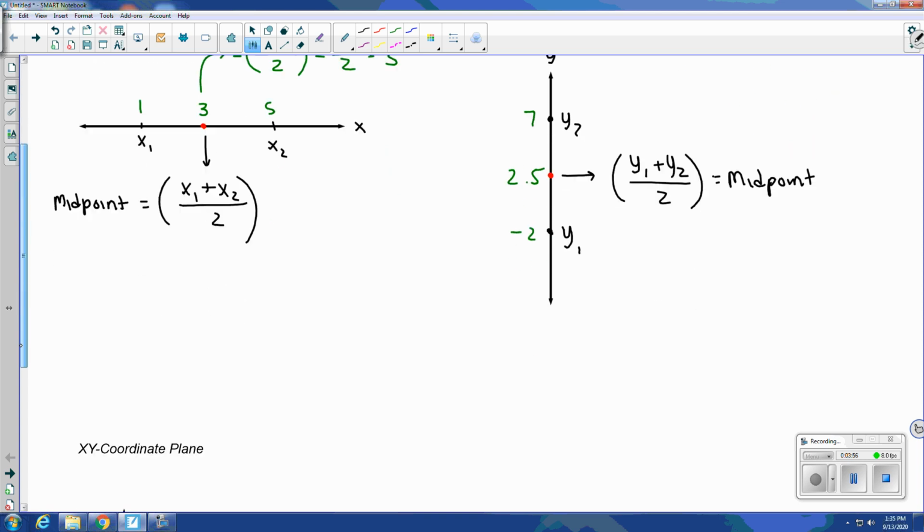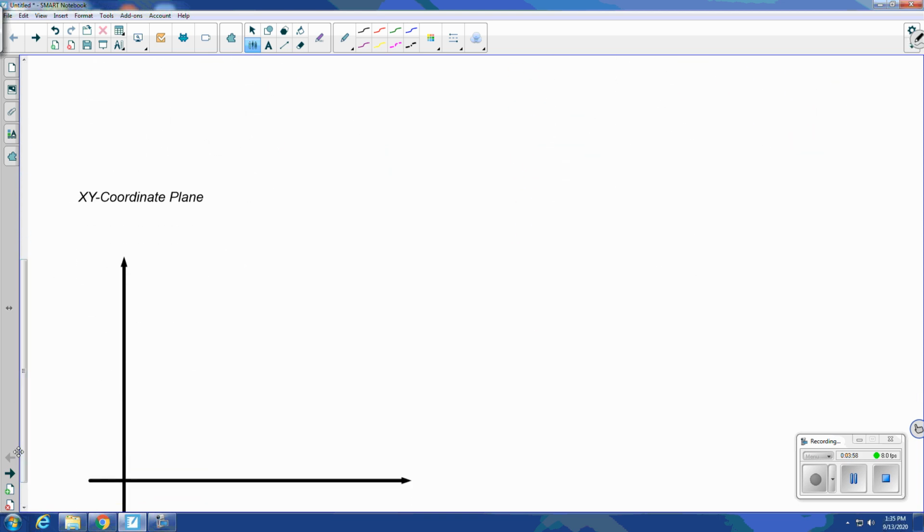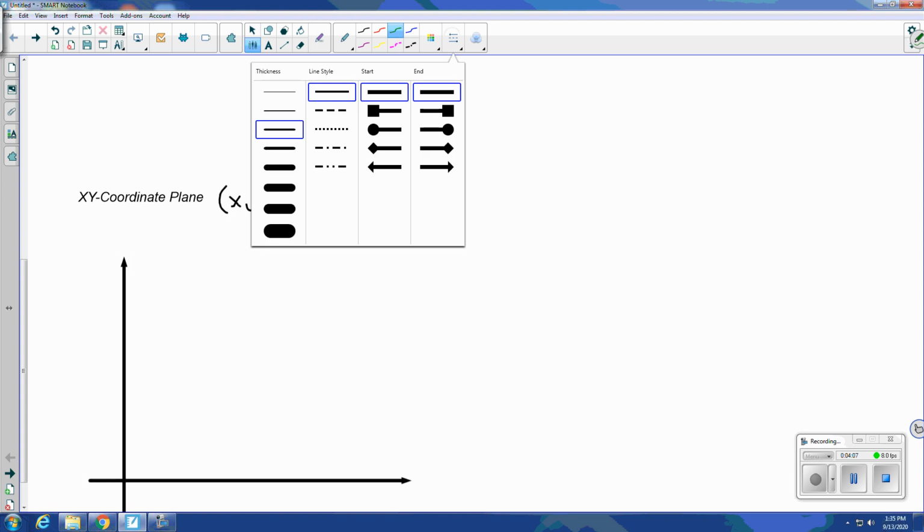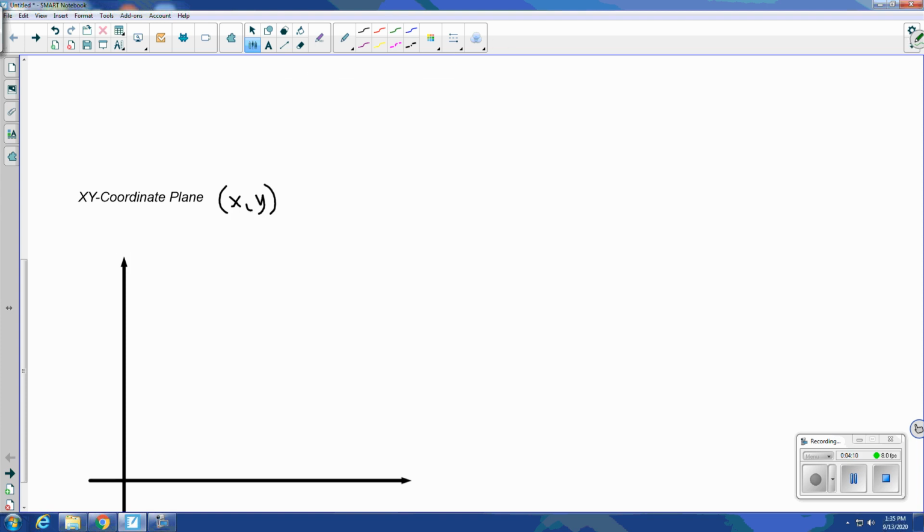We can call our midpoint between them the average of those 2 values. Now, in the case of the coordinate plane, we're going to be dealing with xy coordinates, right? Let's recall that the x-coordinate controls distance and direction in a horizontal fashion. So this is horizontal distance and direction. Whereas the y-coordinate will give us vertical distance and direction.